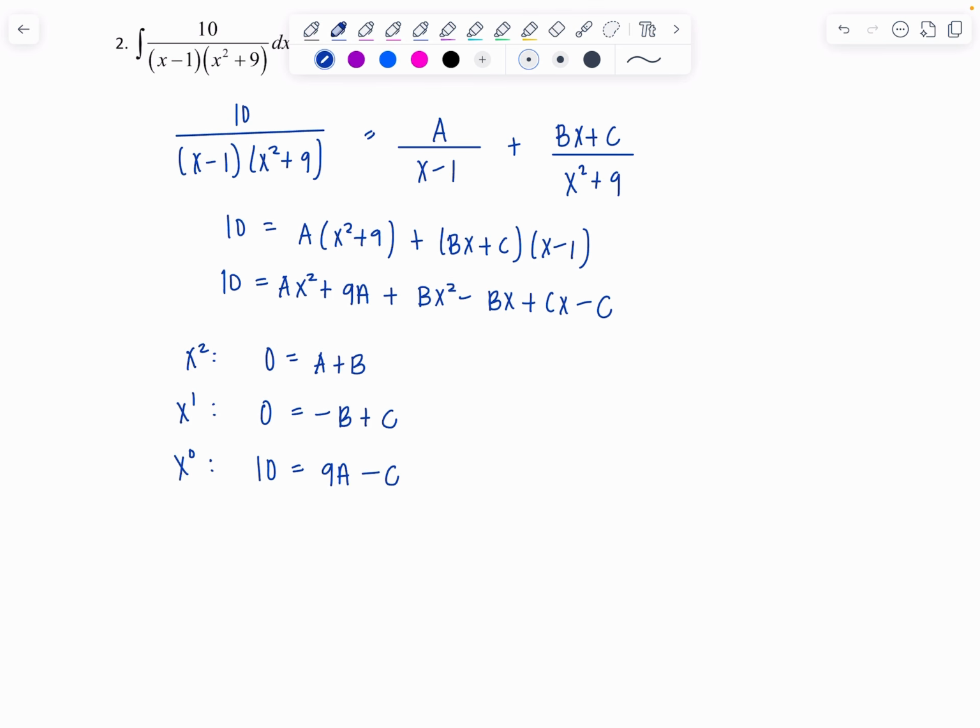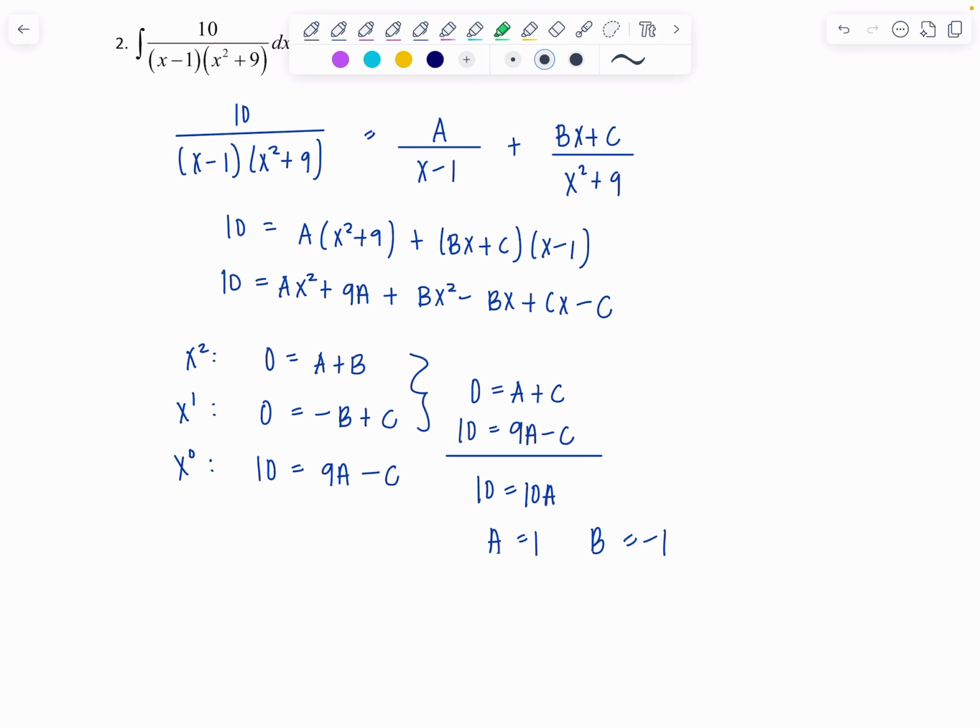Okay. So what I'm going to do actually is add the first two equations together, then B will be eliminated, and I have 0 equals A plus C. And then I'm going to add that to the last equation, 10 equals 9A minus C, which gives me 10 equals 10A. So A is 1, B is negative 1, and then C is going to be, if you go back here, negative 1 also. Yes?